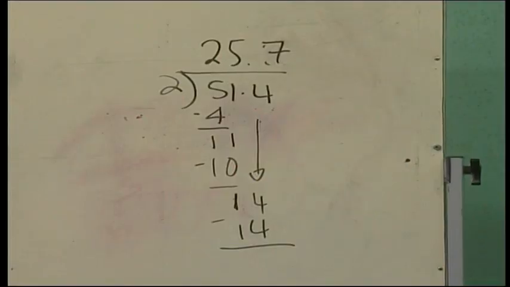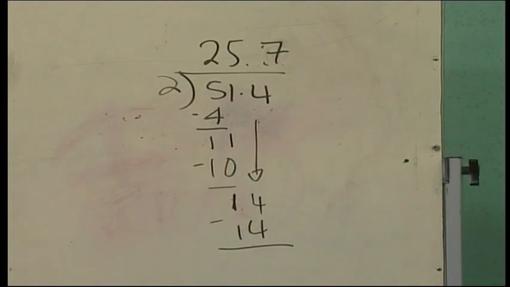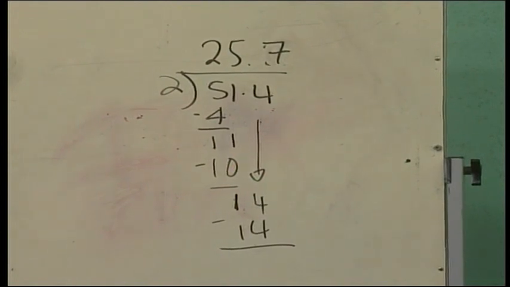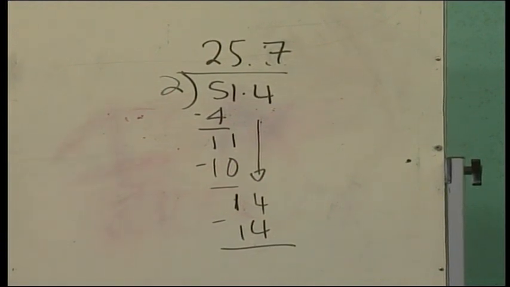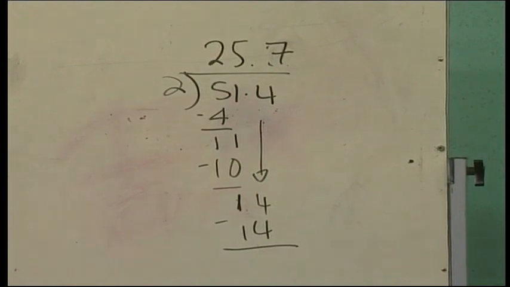All right. So that's when you are dividing two decimal numbers, all right? That's what you do. You have to change the divisor into a whole number first, and then you also do the same with the dividend.